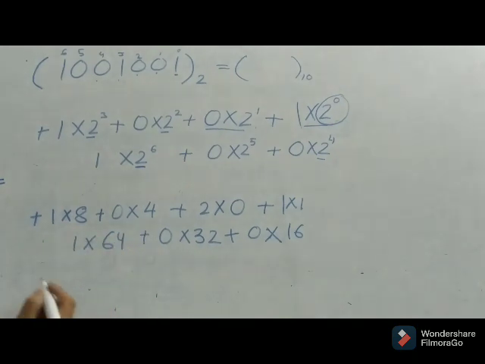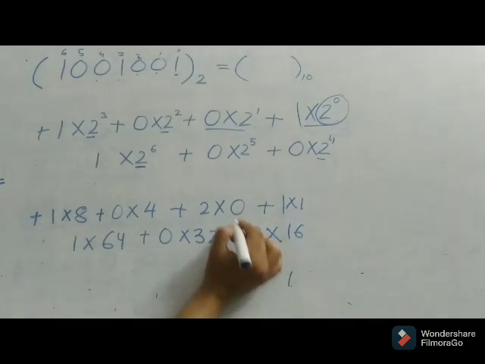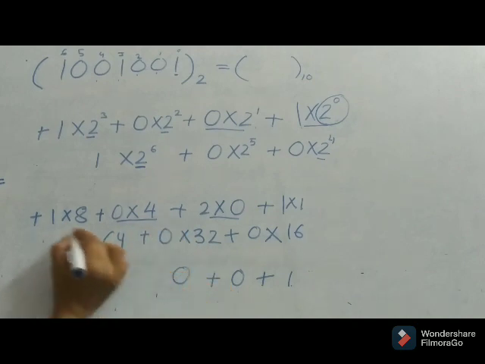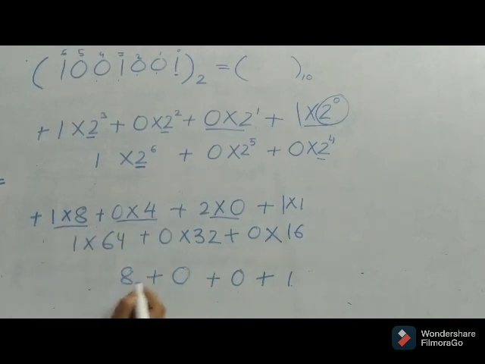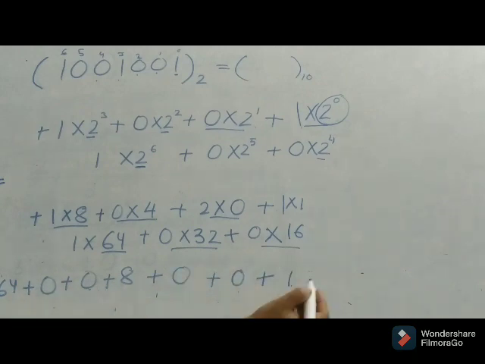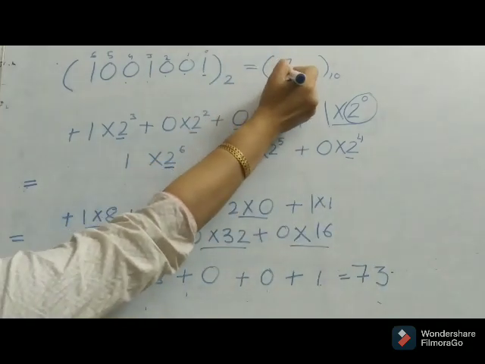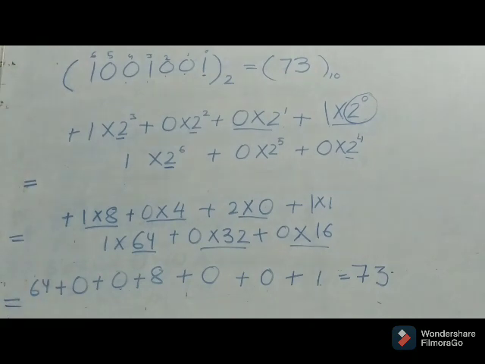So let's add all of them. Here we'll get 1, then we get 0 from here, then another 0 from here, and 8, and then we'll get 16 into 0, that is 0, 32 into 0, that is again 0, and then 64 into 1, that is 64. So if I add all of them, what do I get? I get the answer as 64 plus 8 is 72, plus 1, that is 73. So by decimal conversion of this binary string, the answer is 73.